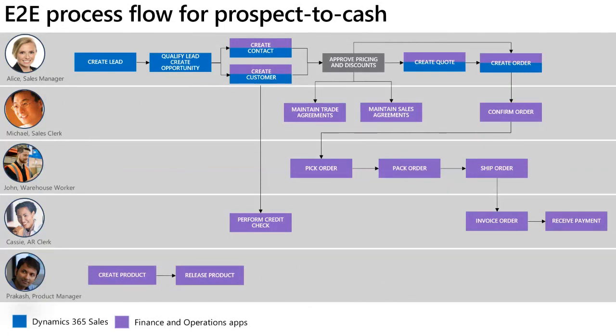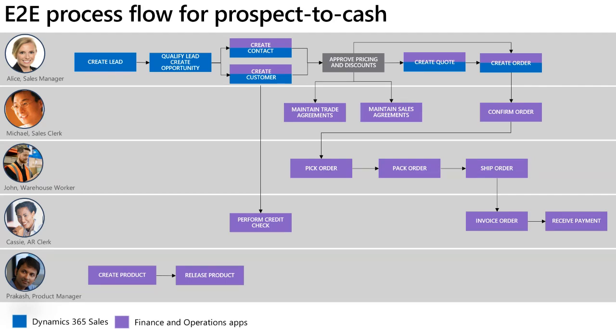So from an end-to-end process view, we have Alice, who's our sales manager, and she is working in Dynamics 365 Sales. So you'll see here the sales is represented by the blue color and finance and operations apps by the purple. In this picture, we see that contact creation and customer creation, as well as quotes and orders, can be created either in finance and operations or sales. For the purposes of most of this presentation, the sales manager function will work exclusively in sales.